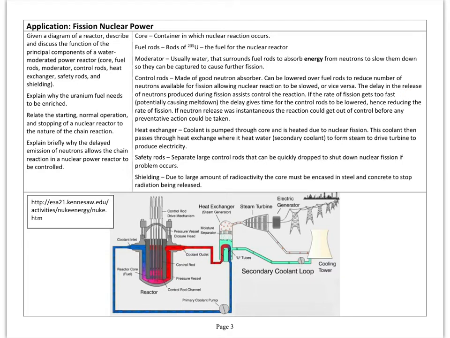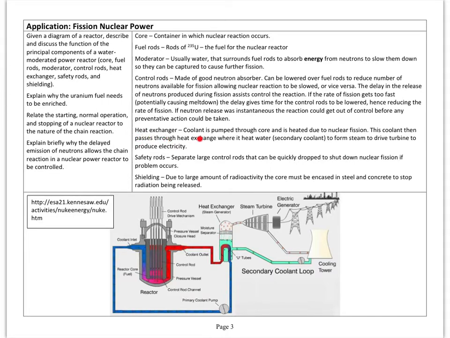The delay in the release of neutrons produced during fission assists control of the reaction. If the rate of fission gets too fast, potentially causing meltdown, the delay gives time for the control rods to be lowered, hence reducing the rate of fission. If neutron release was instantaneous, the reaction could get out of control before any preventative action could be taken. So that is why the delayed emission of neutrons allows the chain reaction in a nuclear power plant to be controlled. And that's very important in the nuclear power plant example.